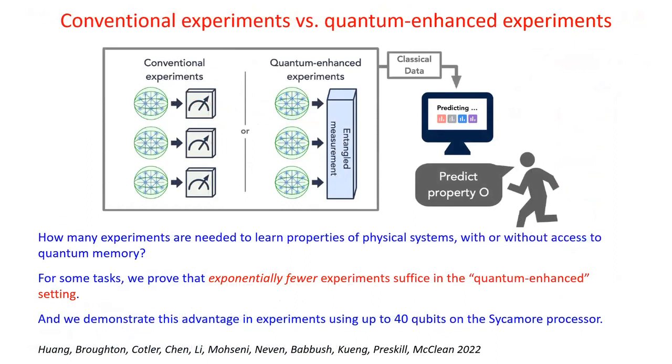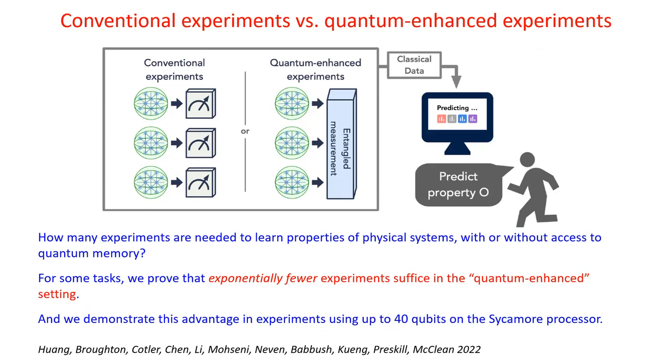Okay, so the last thing I want to describe is how if we do quantum processing, we can perform tasks that wouldn't be possible without quantum processing. So again, I want to consider a scenario where we have access to multiple copies, identically prepared, of a many-qubit quantum state. And our task is to predict properties of that state. But I want to distinguish two scenarios.